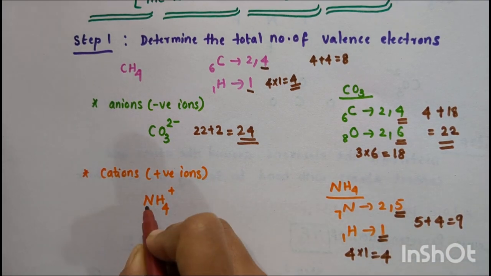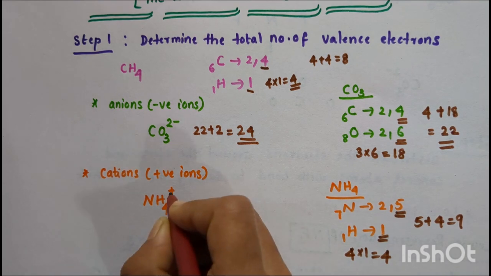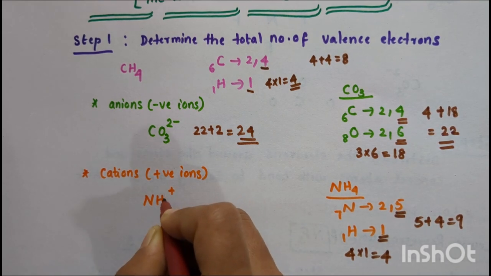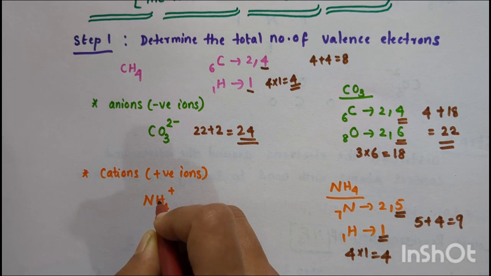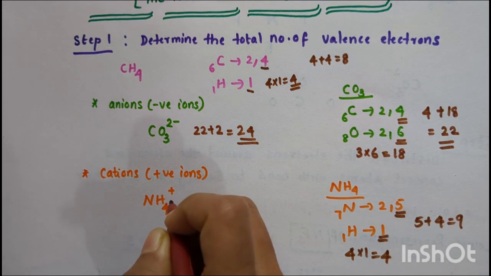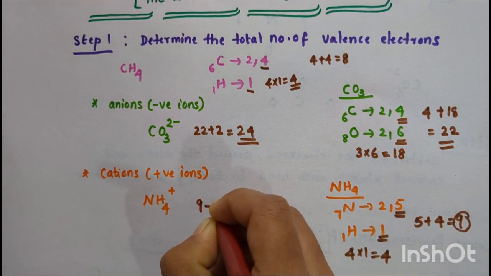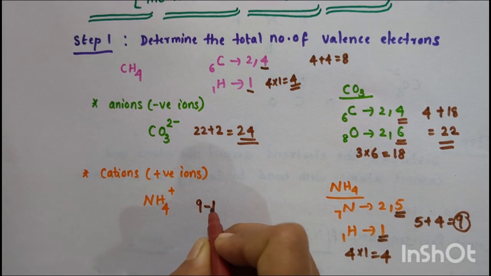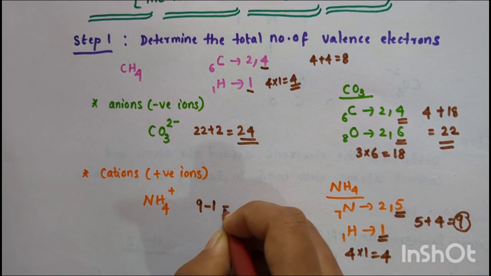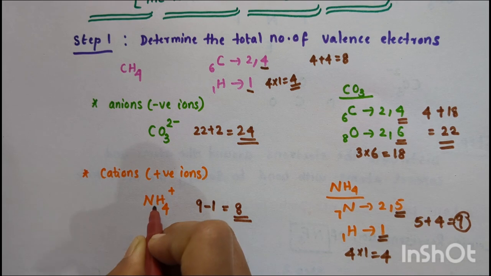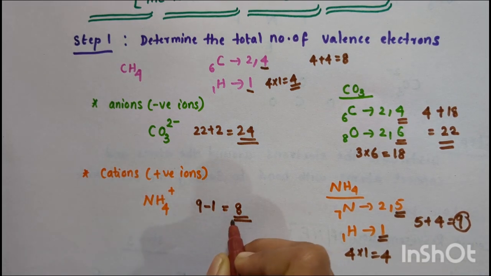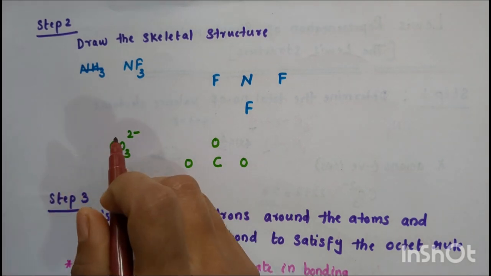So for NH4 plus, the number of valence electrons will be equal to what? There is one positive charge here. That means the subtraction of one electron from the total number of valence electrons. The total number of valence electrons for the neutral molecule is 9, so 1 should be subtracted from this 9. So the total number of valence electrons for NH4 plus will be equal to 8. So far we have been discussing step 1.